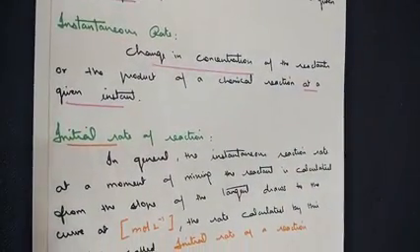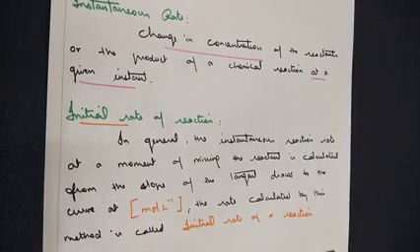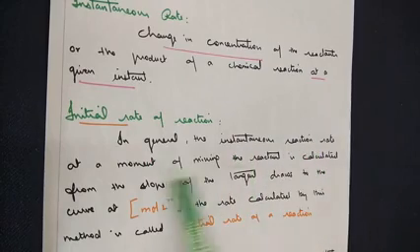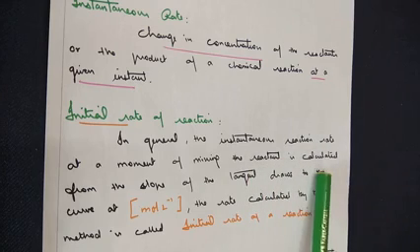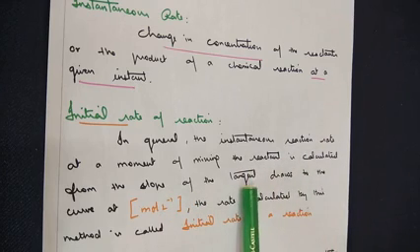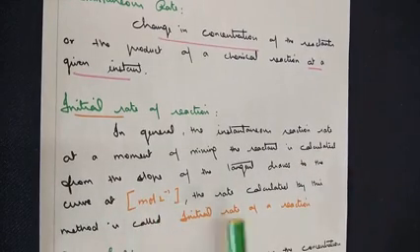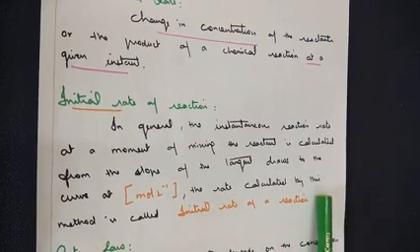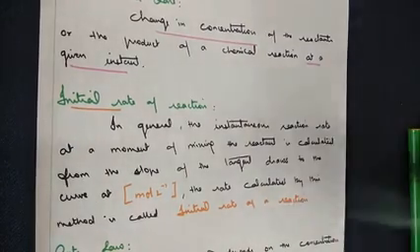Moving on to the third type of definition, that is the initial rate of a reaction. In general, the instantaneous reaction rate at the moment of mixing the reactants is calculated from the slope of the tangent drawn to the curve, in moles per liter. The rate calculated by this method is called the initial rate of the reaction. I know you didn't understand. Let me tell you with the graph.